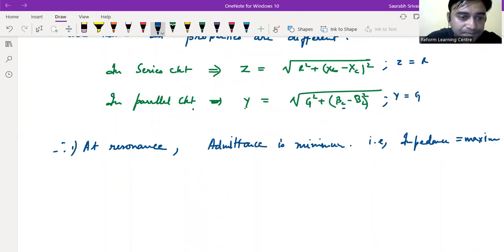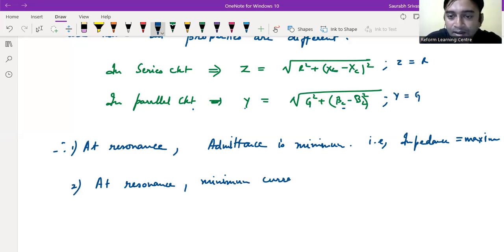Therefore, at resonance, we have minimum current. वहां पे सीरीज सर्किट में रेजोनेंस कंडीशन में करंट मैक्सिमम होता है. In parallel circuit, at resonance, current is minimum.